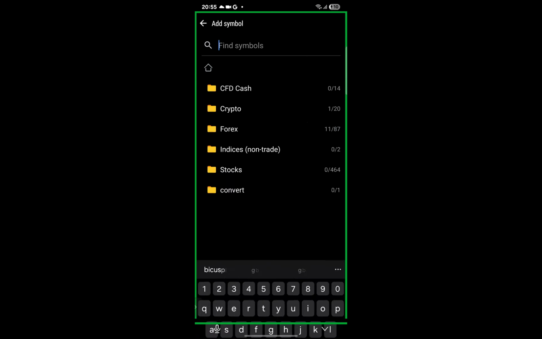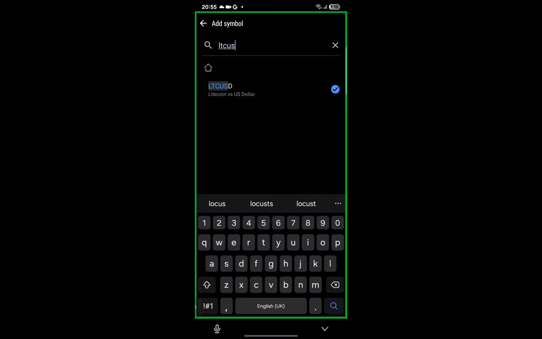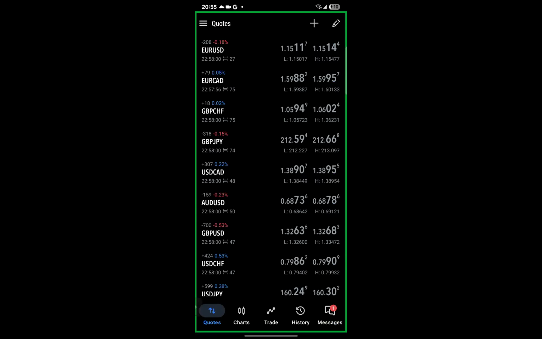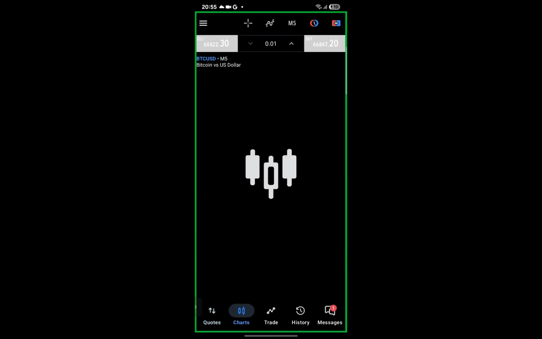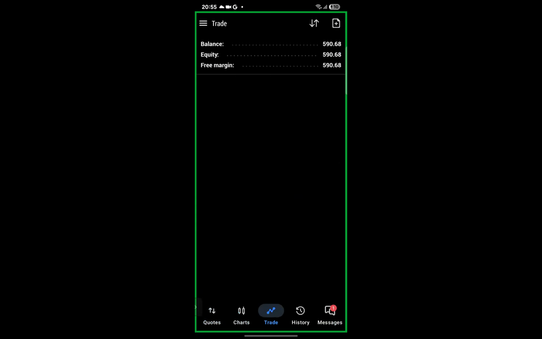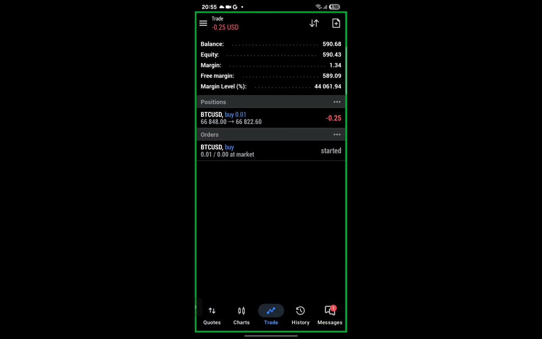All right. So quotes is where you actually look for the currency pairs. Charts is where you actually see your candles. Trade is where you actually see the trades you have already entered that are currently moving in or out of profits. That is trade.